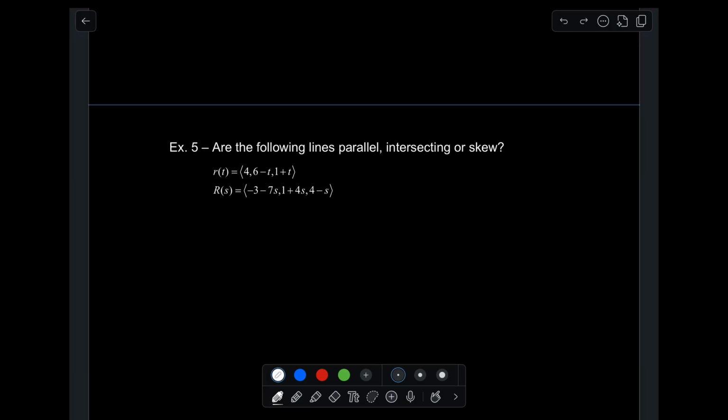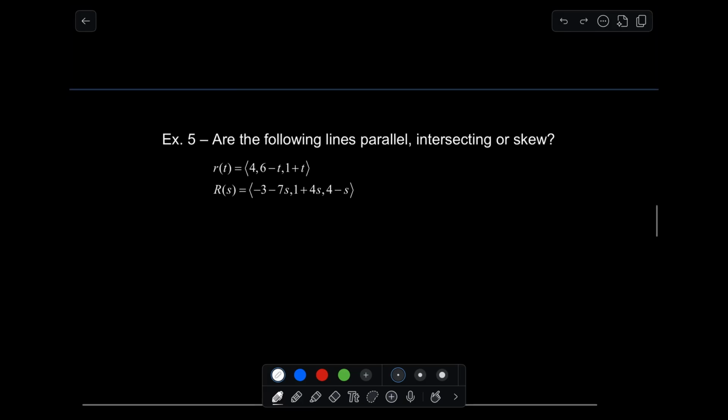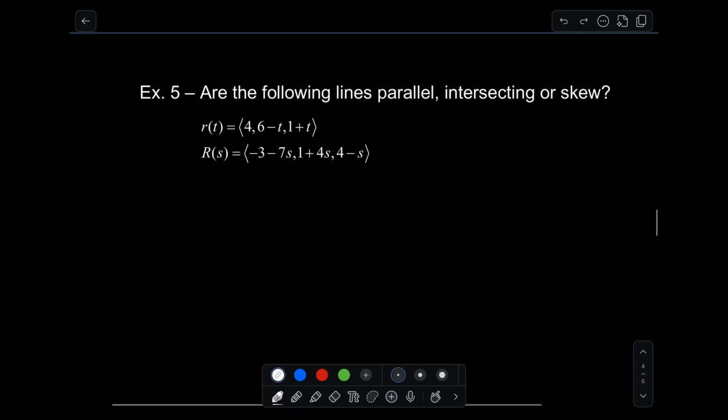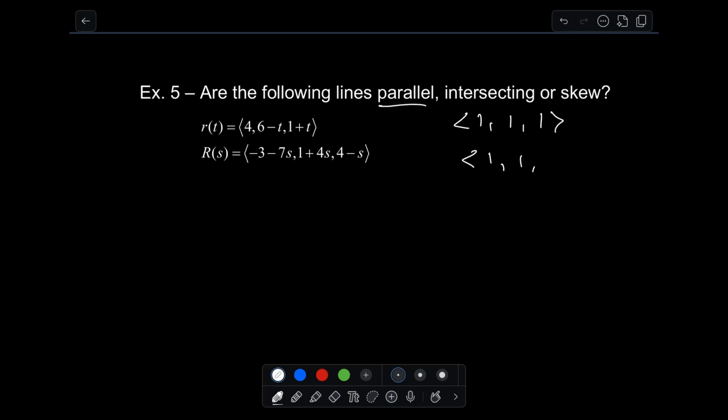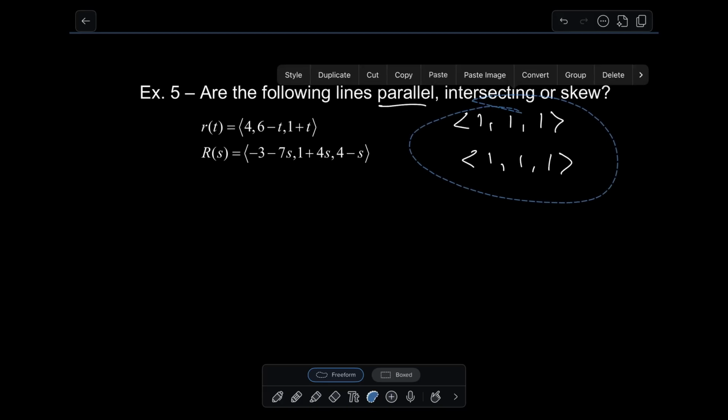And given this, we can try and solve for whether the following lines are parallel, intersecting, or skew. What this means is parallel means they have the same direction vector. So, for example, if it was 1, 1, 1, 1, 1, 1, they would be parallel because they have the same direction vector, so they would never touch each other.